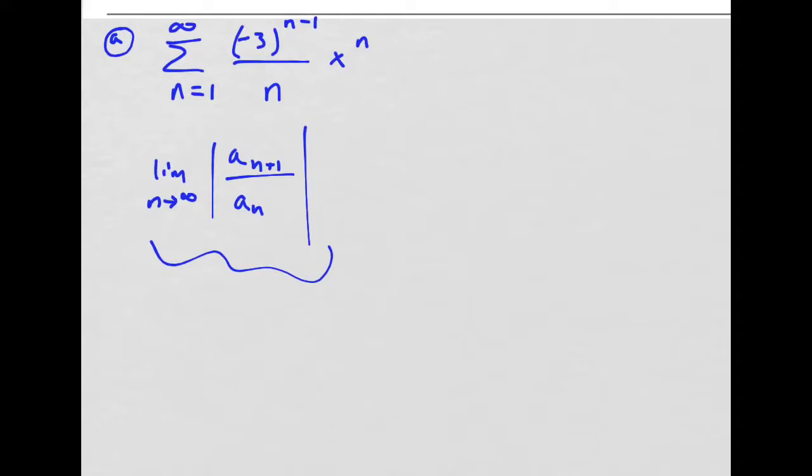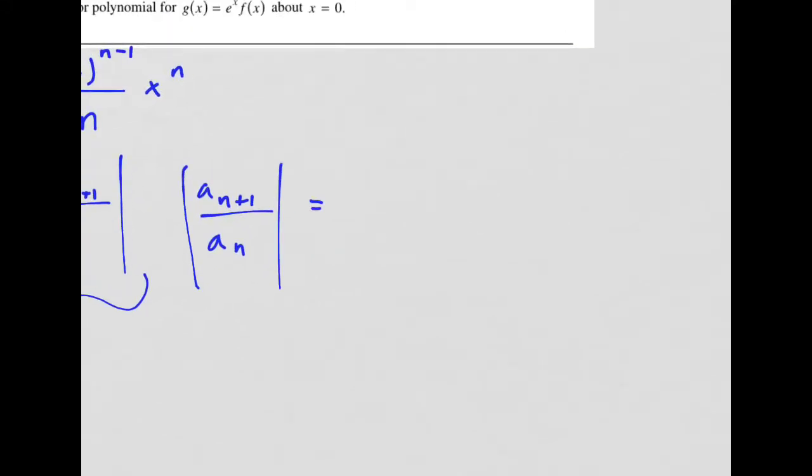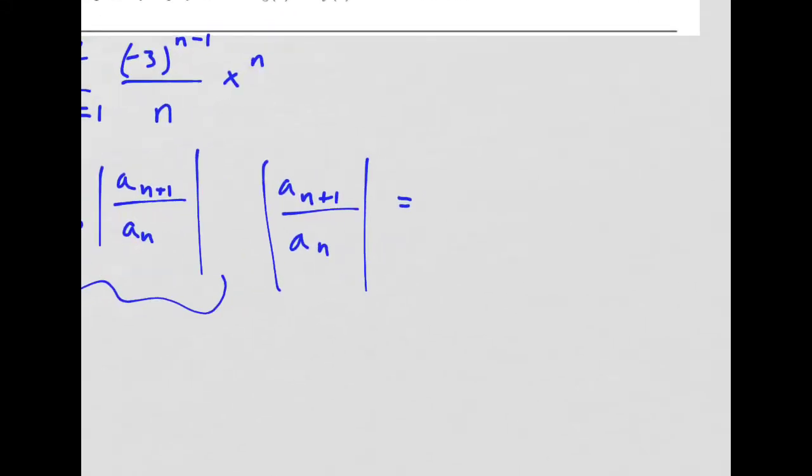So first of all, a sub n plus 1 over a sub n. What is that? Actually, I should take the absolute value. Well, this is my a sub n, so I put in n plus 1: negative 3 to the n plus 1 minus 1, which is just n. Then I get x to the n plus 1, since instead of n I'm plugging in n plus 1, and that's divided by just n plus 1.